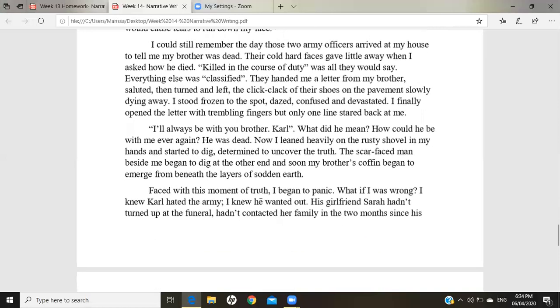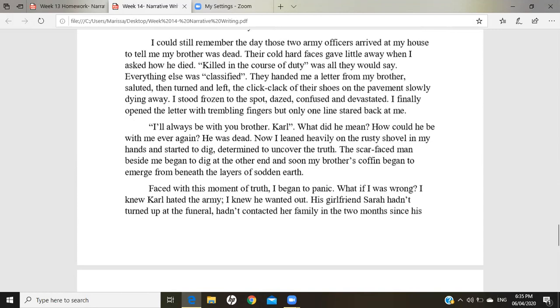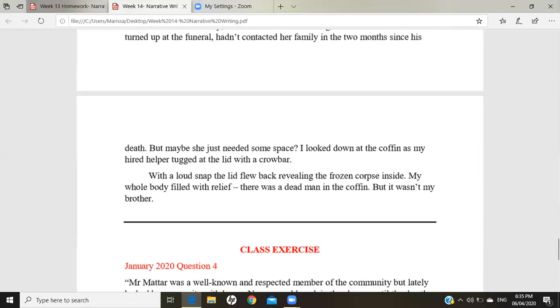Faced with this moment of truth, I began to panic. What if I was wrong? I knew Carl hated the army. I knew he wanted out. His girlfriend Sarah hadn't turned up at the funeral, hadn't contacted her family in the two months since his death. But maybe she just needed some space.